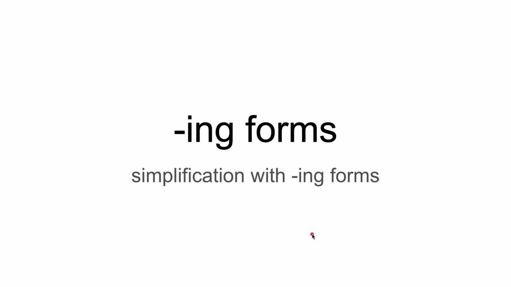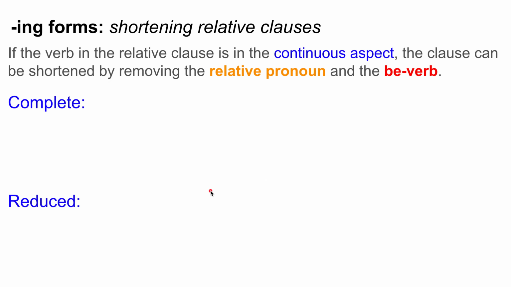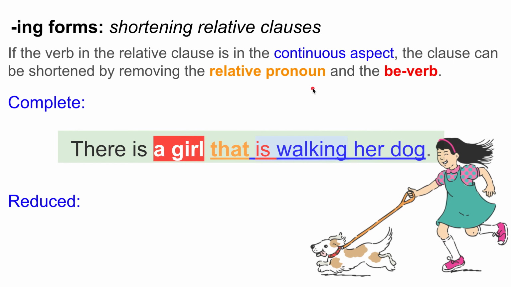Good afternoon. Today we're going to be looking at the simplification of sentences using ing forms. Let's start by looking at reduced relative clauses. If the verb in the relative clause is in the continuous aspect, the clause can be shortened by removing the relative pronoun and the be verb. Let's look at an example.